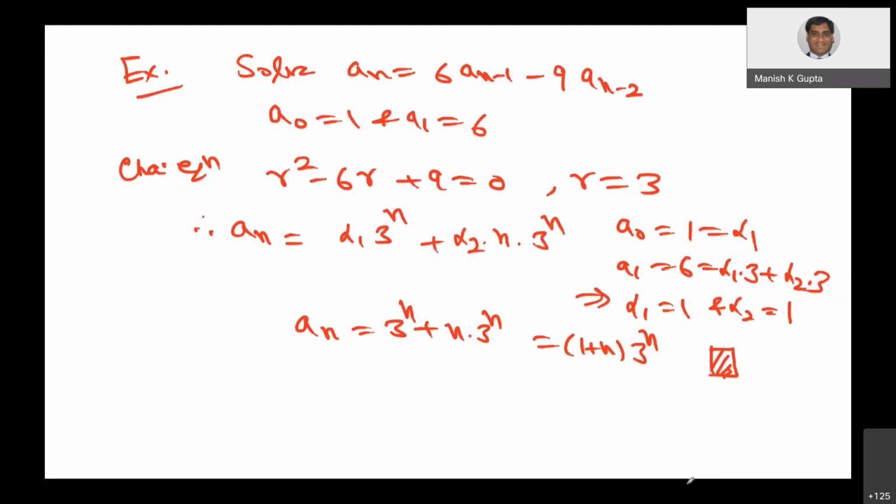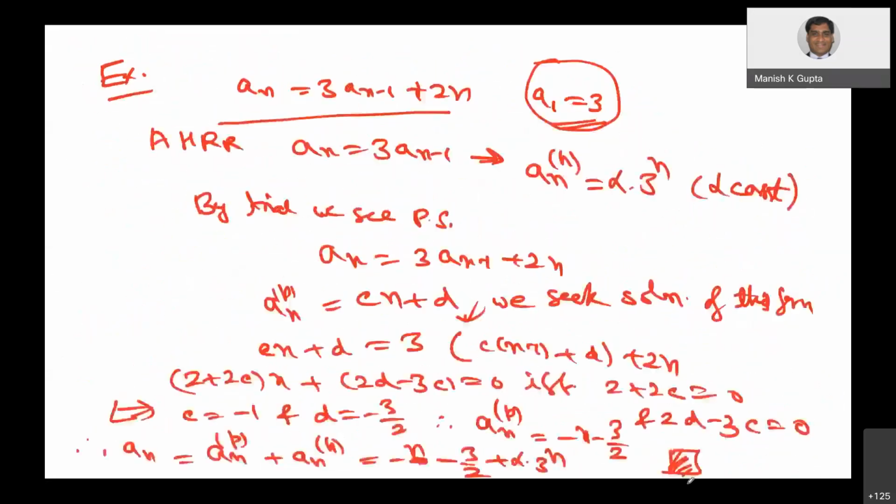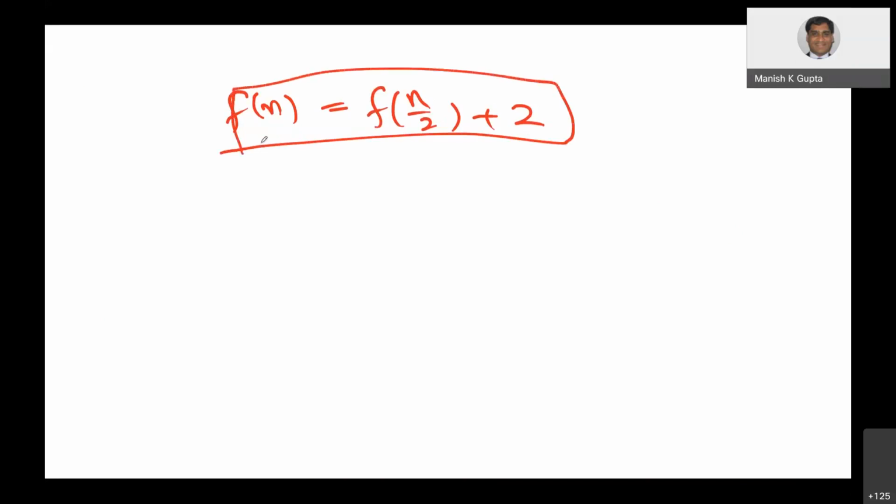For example, the binary search results in a recurrence relation something like this: the number of comparisons that you require, if that is f of n, is f of n by 2 plus 2. We get a relation like this, and we will see how to solve these kinds of things.